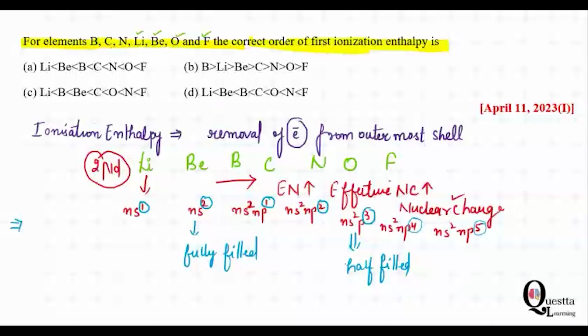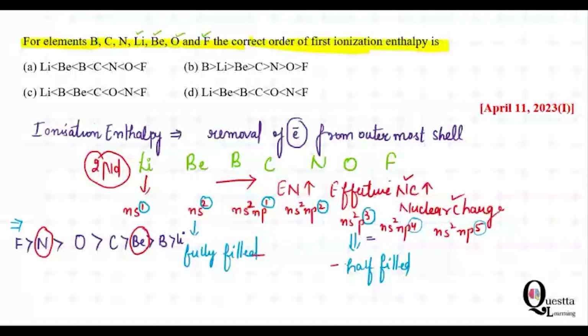So what is the order? Finally, I am going to write the order. Fluorine has the most, just because it is at the extreme corner. Then we have nitrogen because it has half filled configuration. Then oxygen. Then we have carbon. Then again, here we have beryllium, then boron, then lithium. So exceptions came where? These are nitrogen and beryllium. According to the trend, effective nuclear charge is increasing, but half filled and fully filled you have to see. So this is the final order.